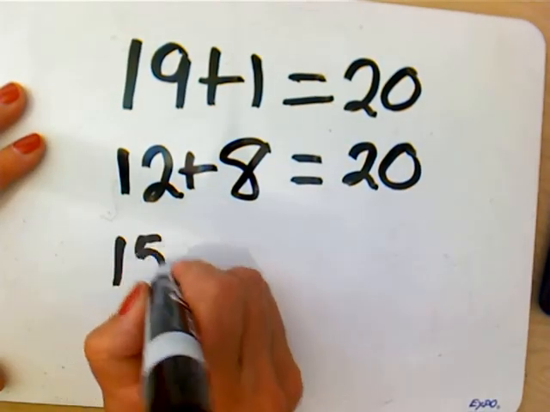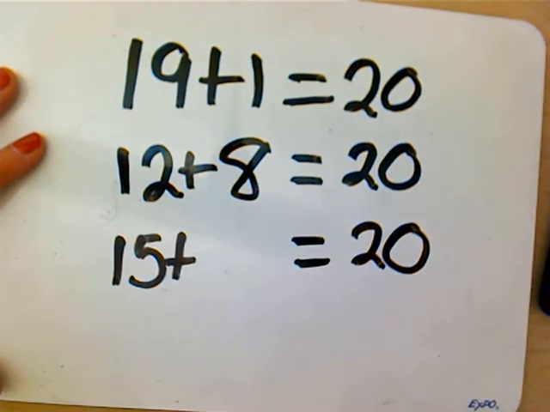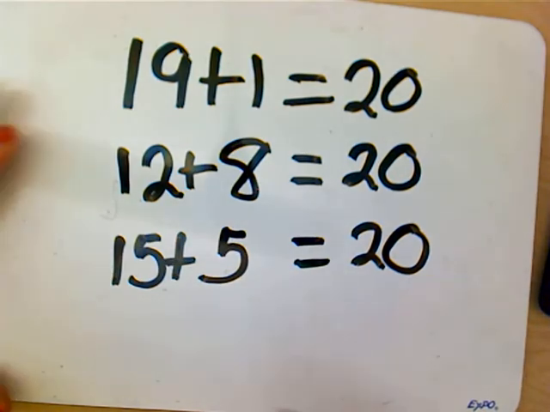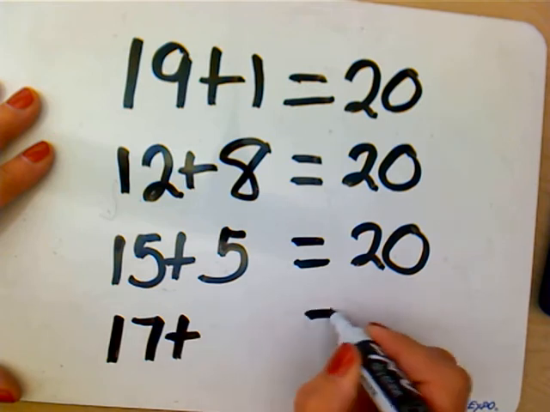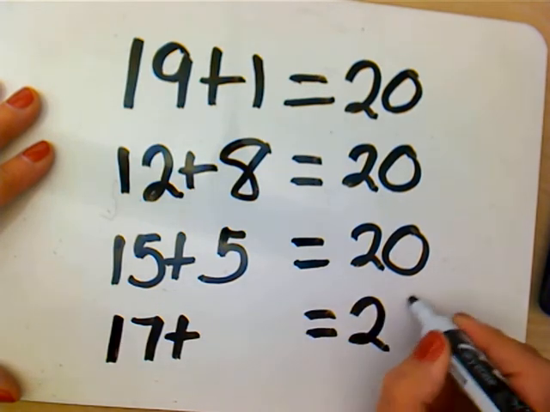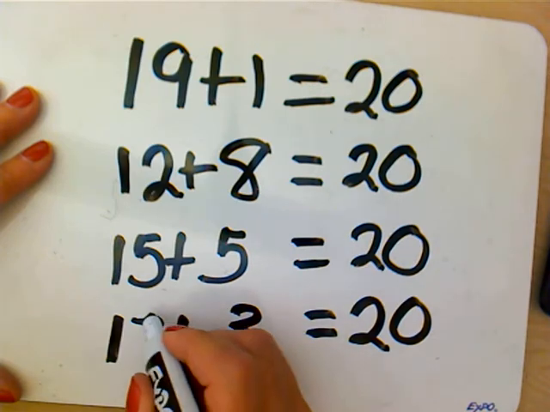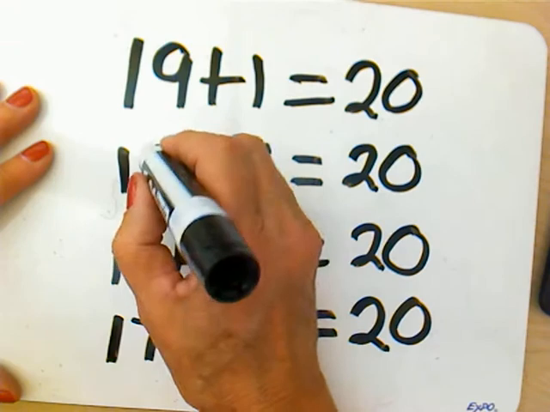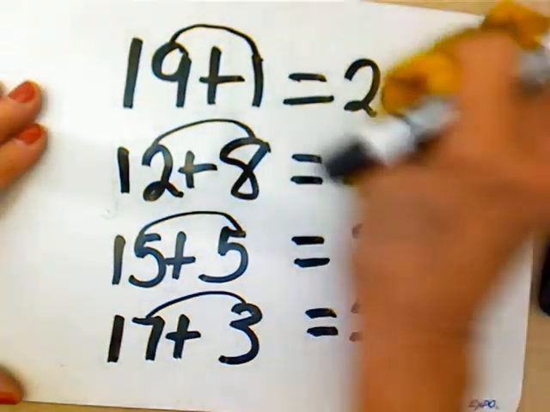What if I said 15 and I wanted to get to the next 10, which of course would be 20? Did you say 5? If you did, way to go. What if I said 17 adds something to get to the next 10, which would be 20? Did you say 3? I hope you did, because 3 and 7 are 10, 5 and 5 are 10, 2 and 8 are 10, and 1 and 9 are 10.